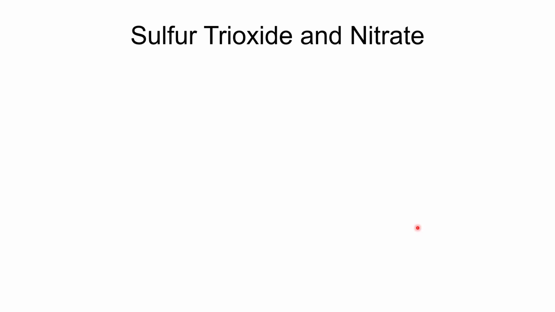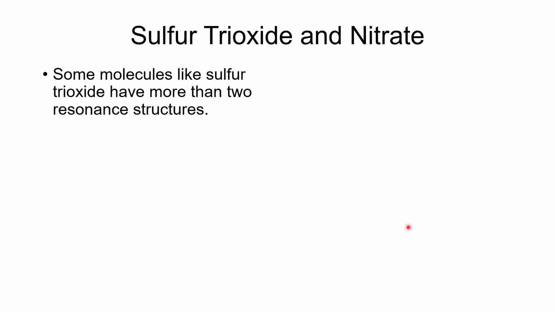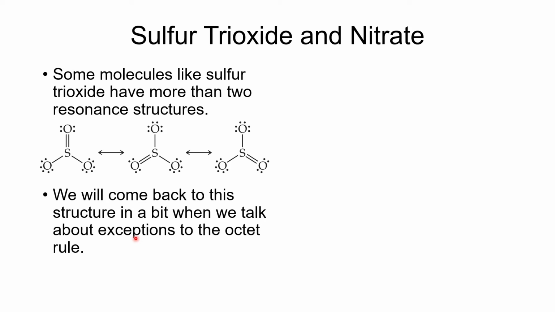So let's look at sulfur trioxide and nitrate. Some molecules like sulfur trioxide have more than two resonance structures. You can have three resonance structures for sulfur trioxide, and here, if you draw the three resonance structures, you'll get that. In fact, in a little bit, we're going to draw another resonance structure for sulfur trioxide that's even better than these three. But we're not ready to do that yet because we haven't gotten to the exceptions yet. But soon enough, we will do that.